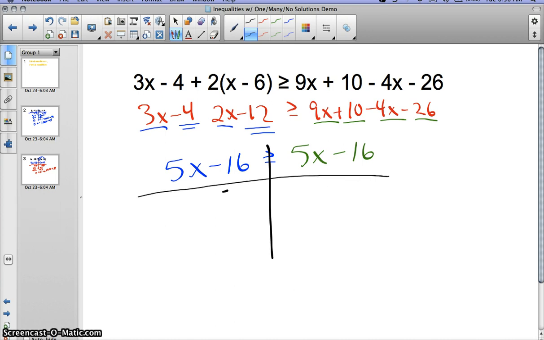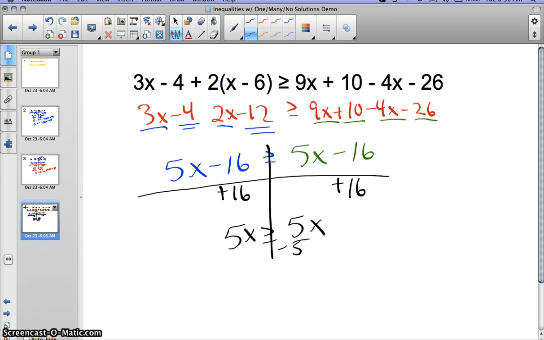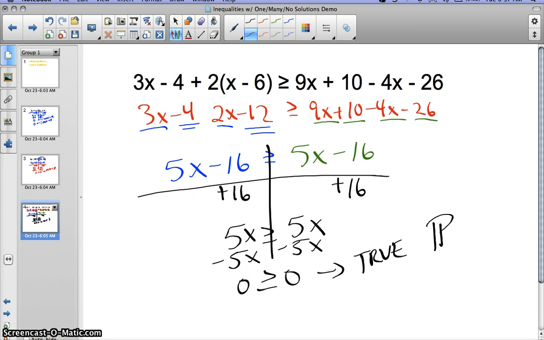And let's go through, add 16 to both sides, finish this one out. 5x greater than or equal to 5x, subtract 5x, we get 0 is greater than or equal to 0. Is this a true statement? Is 0 greater than or equal to 0? Well, it's equal to. So in this case, this is a true statement. And because it's true, we end up with all real numbers as a solution.